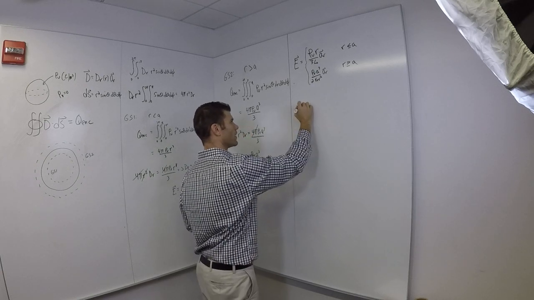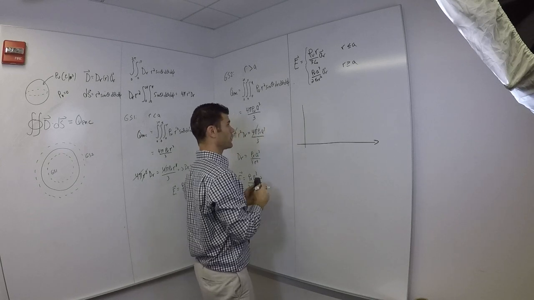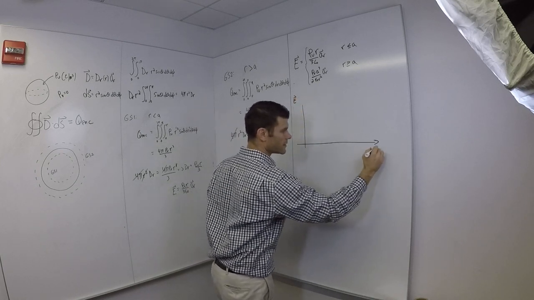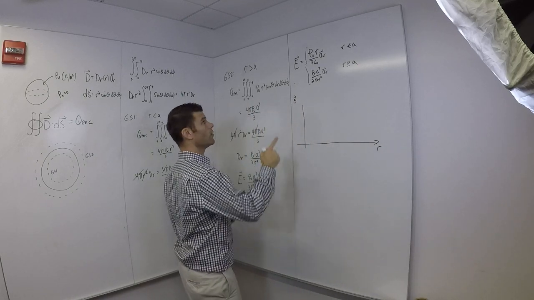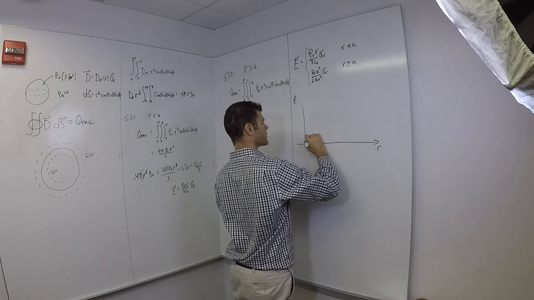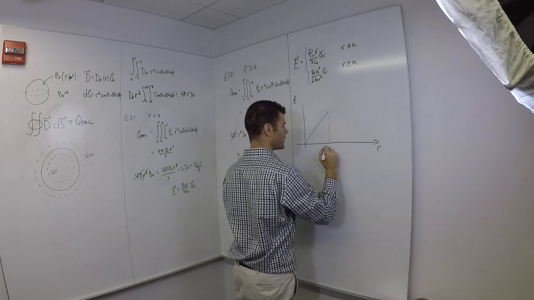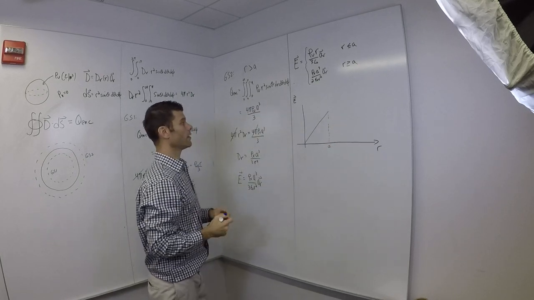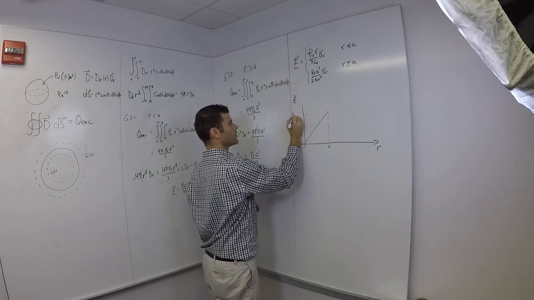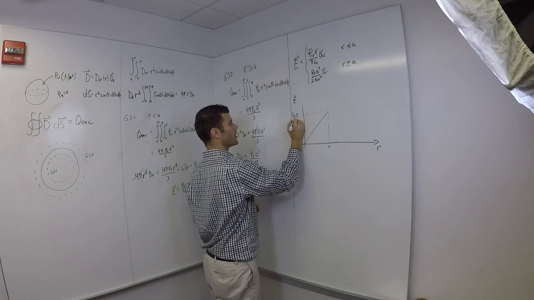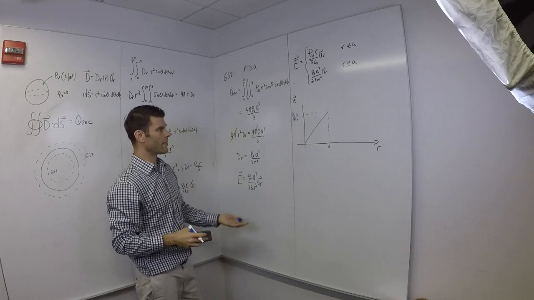Let's look at what that looks like as we plot this. This is the electric field intensity, and this is the distance away from the center of the sphere. Here you can see we have a linear increase until we get to some point, and that point is going to be a. What is that actual value? Just put in a, and it's going to be rho sub v times a divided by 3 epsilon naught. That's going to be its maximum value.